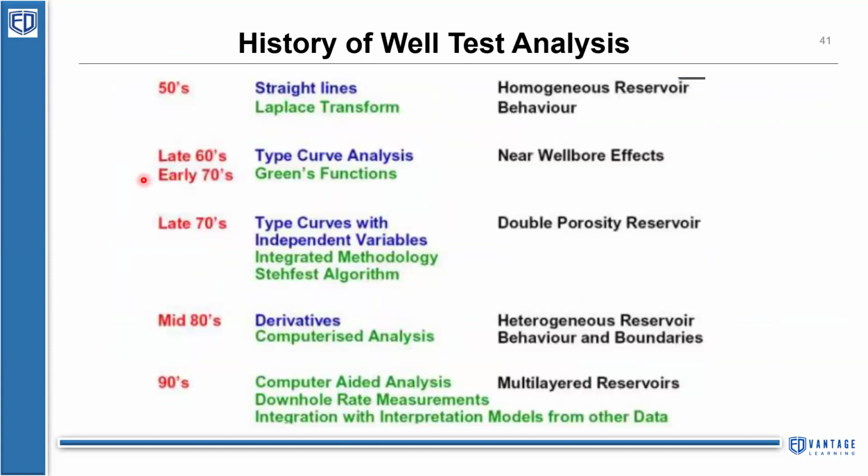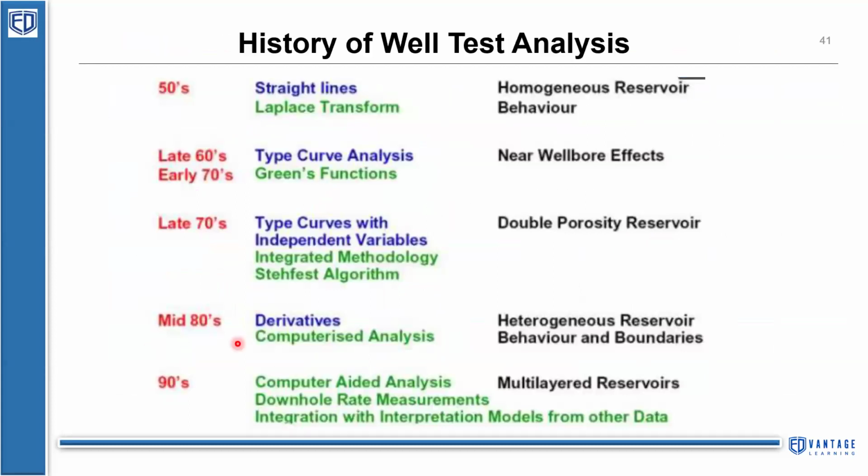Some data for you: the history of well test analysis. In the late 50s, we have straight lines and Laplace transforms to figure out the homogeneous reservoir behavior. In the late 60s and early 70s, we have type curve analysis and the use of Green's functions to understand near wellbore effects. In the late 70s, we have type curves with independent variables to model dual porosity reservoirs.